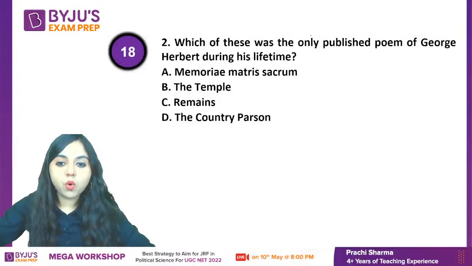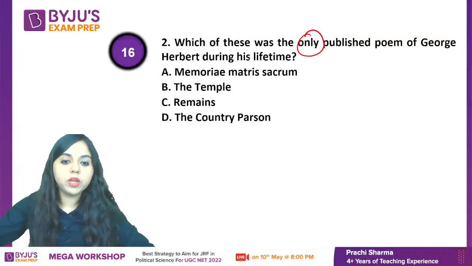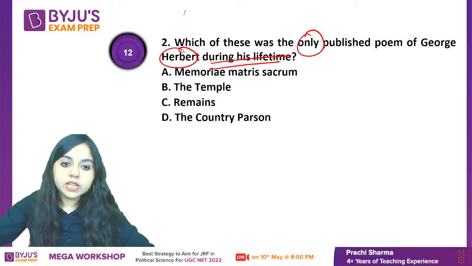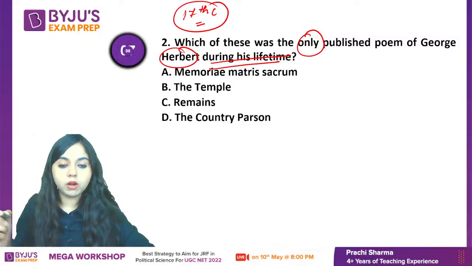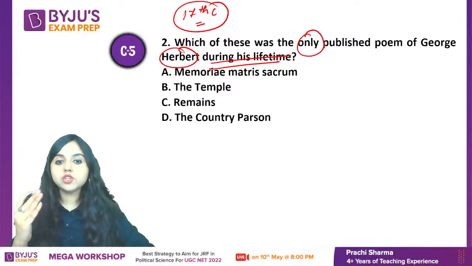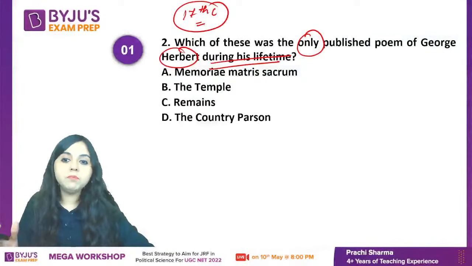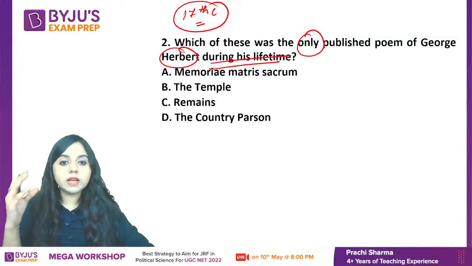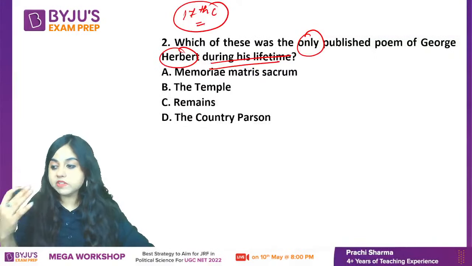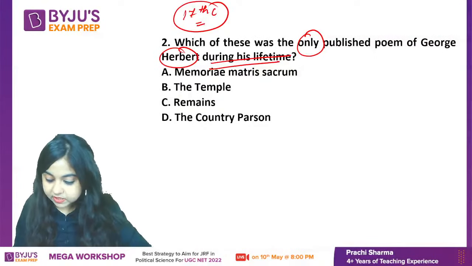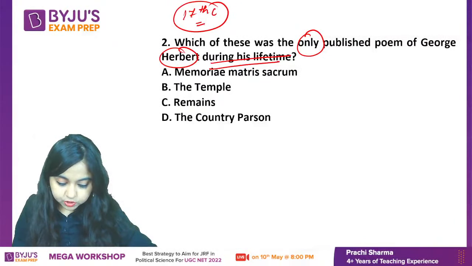There's another question. Which of these was the only published poem of George Herbert during his own lifetime? 17th century poetry is also a topic that you should be able to cover bit by bit. 17th century drama, 17th century prose, 17th century poetry. Very important. Leviathan, all the kinds of different writings, diary writers. 17th century is a very, very active period, right? So that is, of course, there.